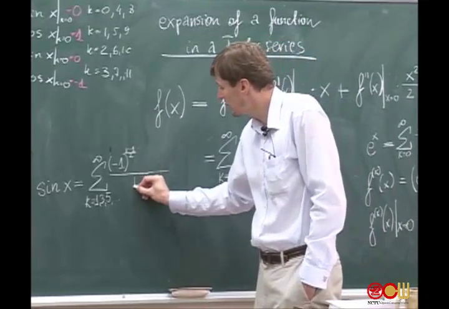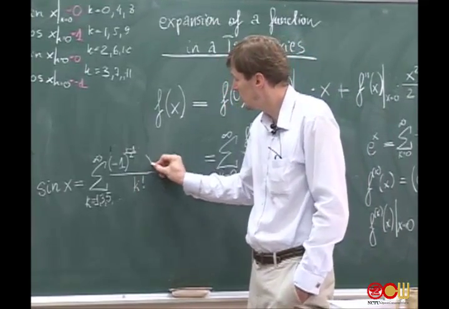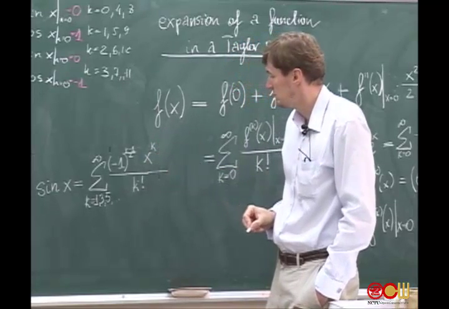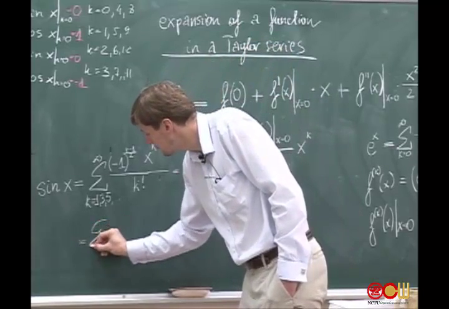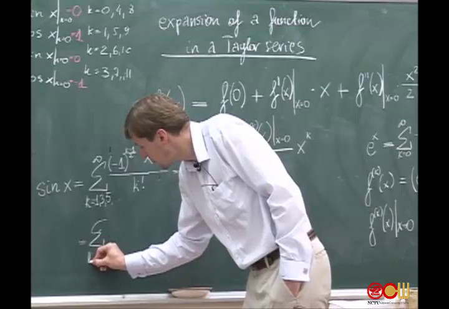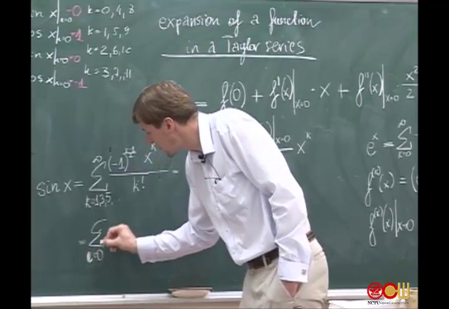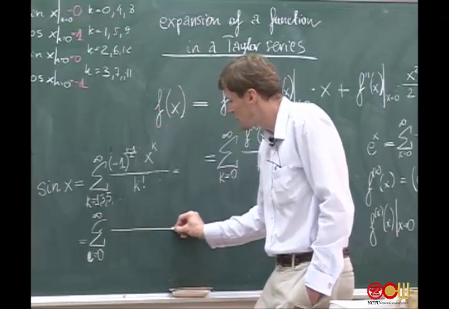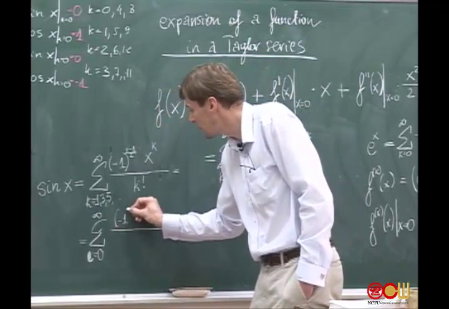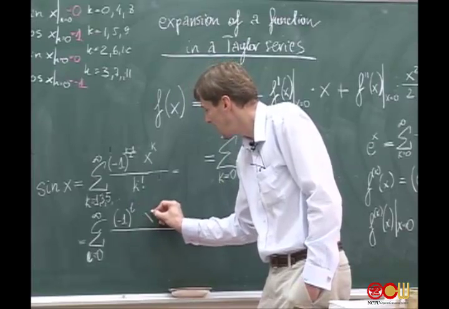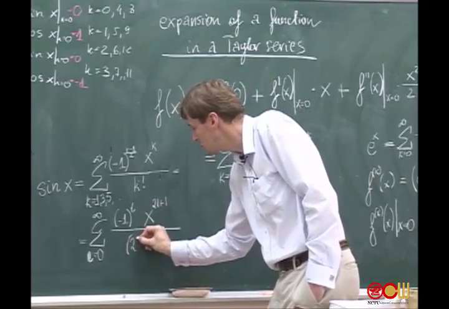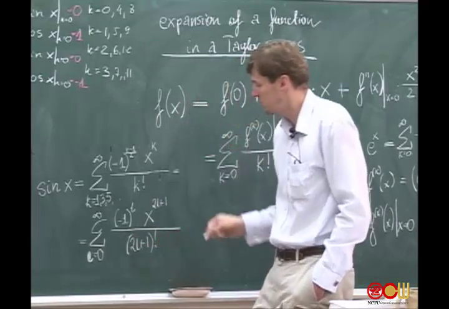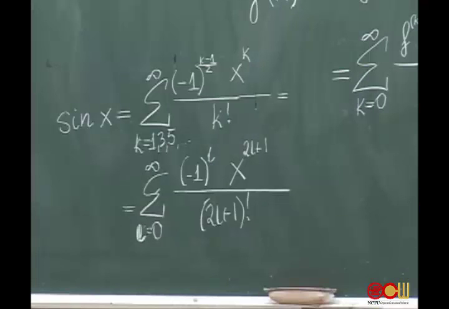Then we have k factorial here, and we have x to the power k. Good. Some people are representing this one in a bit different form. They start from, I put it here, L equals 0 to infinity, and what they do, they say minus 1 to the power L, x to the power 2L plus 1, and here is 2L plus 1 factorial. These are the same if you think about it longer.